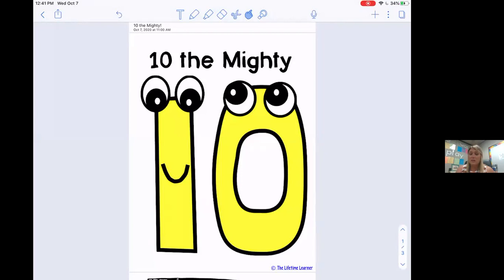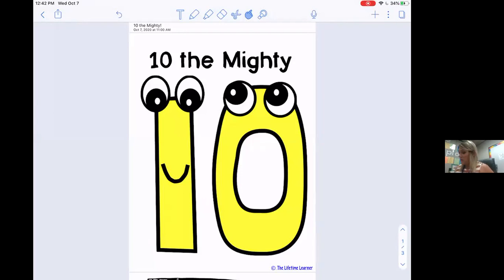Today in math, we're going to talk about a new set of multiplication facts. Today, we're going to talk about multiplying numbers by 10. And our nickname for 10 is 10 the Mighty.